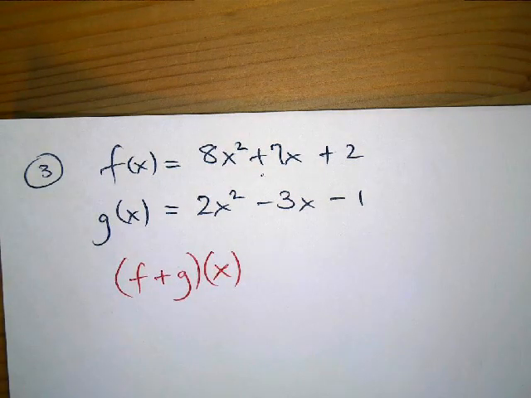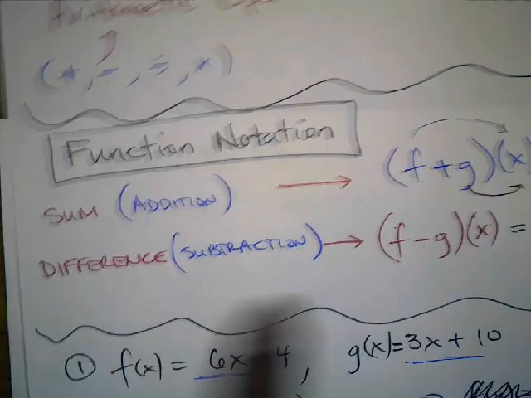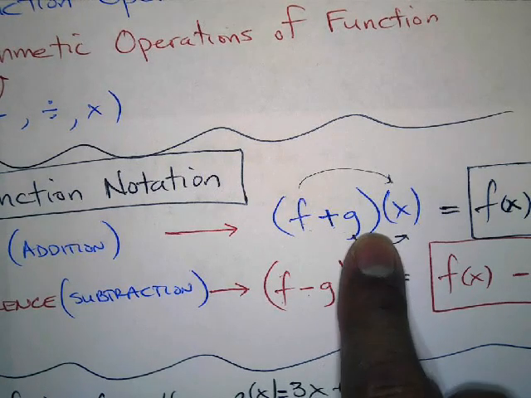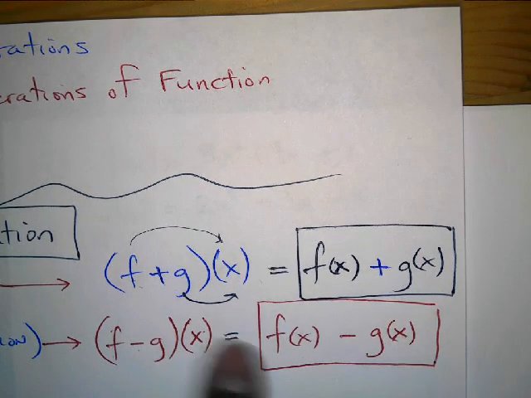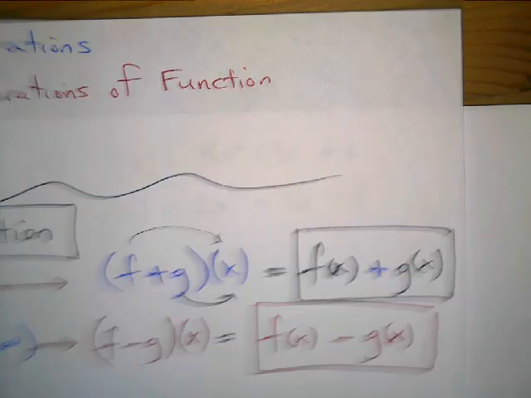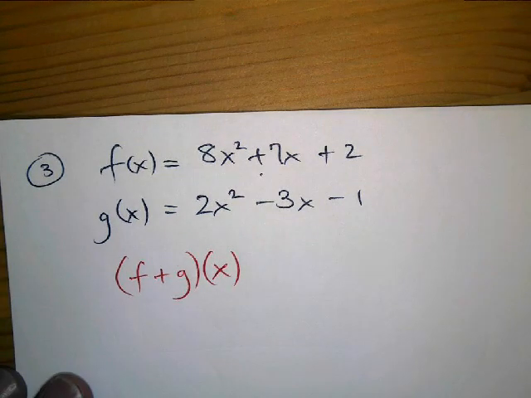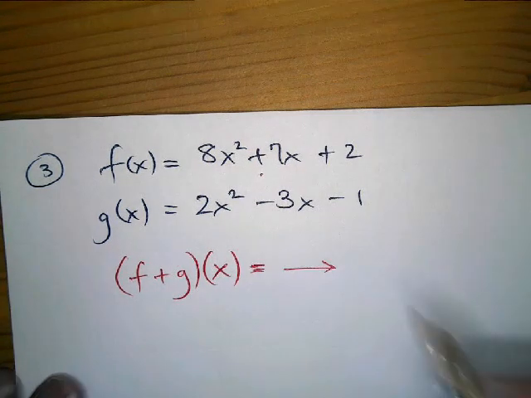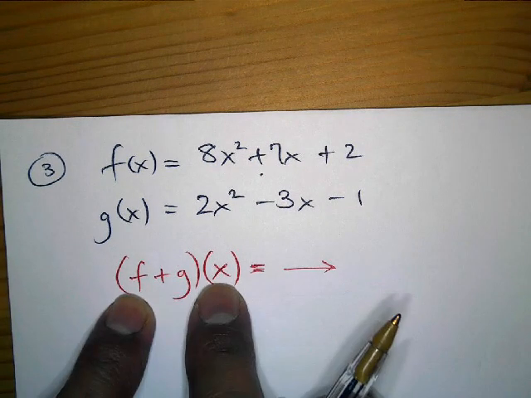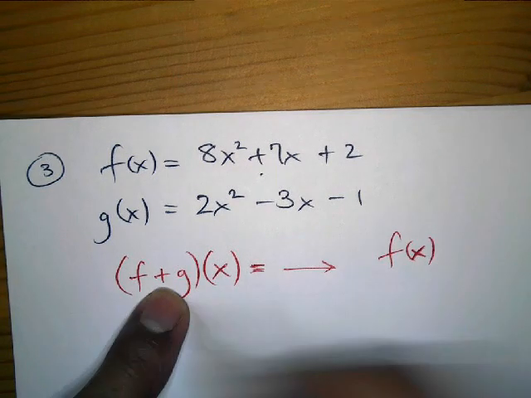Parentheses f plus g of x. You see, that's the part I was telling you in the beginning, right? This function notation that I was showing you here in the beginning. This function notation where when it looks like this, what does it mean? It means this. Or when it looks like this, you really have to know that it means this. And that's what we're seeing here. So this looks weird, but you got to know what that means. This is equal to, right? It's equal to what?